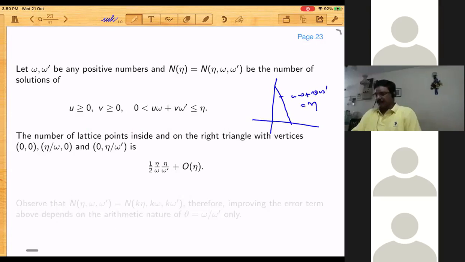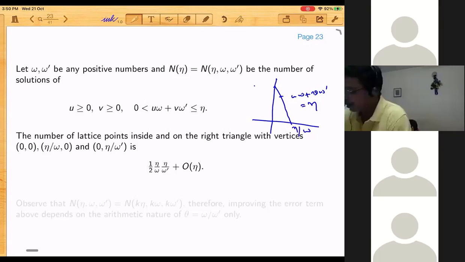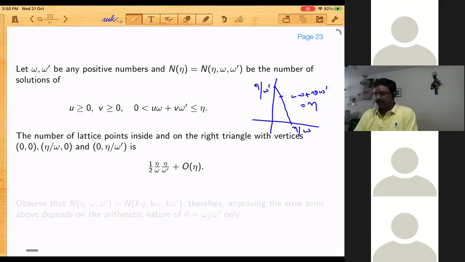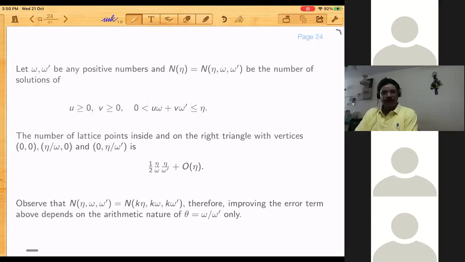Then when v is equal to 0, this is equal to eta by omega, and this is eta by omega prime. This is what we do. So therefore, the area of this is given by 1 by 2 times eta over omega into eta over omega prime plus O of eta. All right. So this is the first approximation.